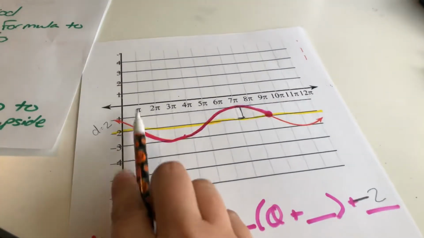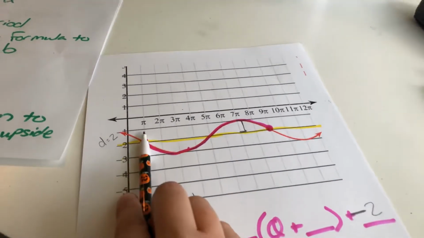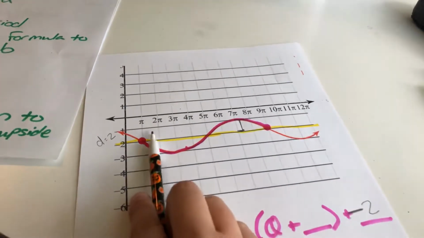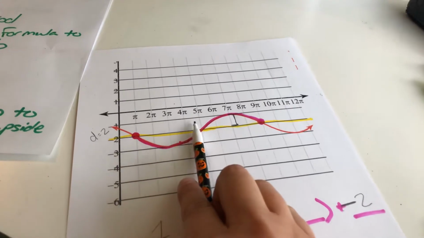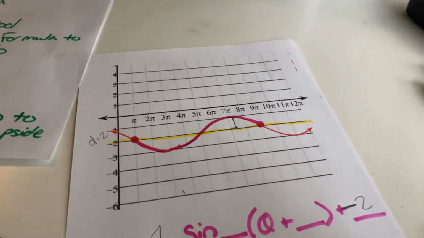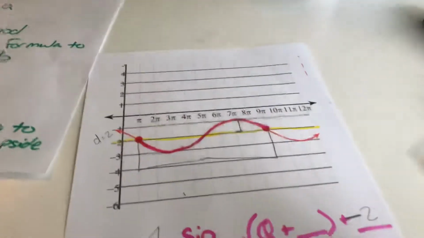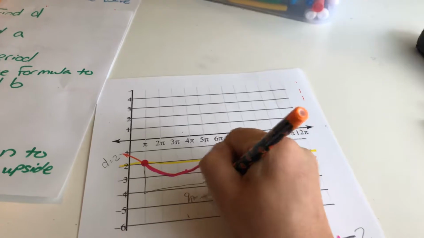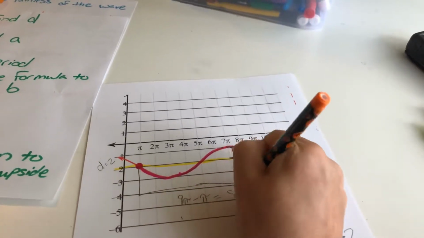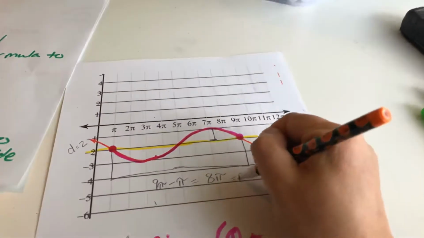So my starting point's at pi, and my ending point's at 9 pi. How wide is it from pi to 9 pi? 1, 2, 3, 4, 5, 6, 7, 8 boxes, 8 pi. Or if you weren't sure about that, just subtract the beginning from the end. 9 pi minus 1 pi is 8 pi. So 8 pi is my period.